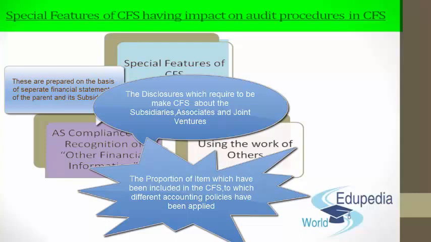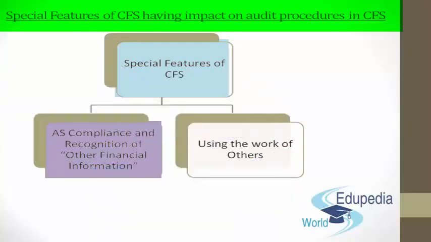So this would be included in other financial information: disclosures, proportions of items included to which different accounting standards and policies are applied, and adjustments. These are the things included in other financial information, and thus this other financial information would be required to be additionally generated and will have an impact on related audit procedures as well. So this is all about the AS compliance and recognition of other financial information.